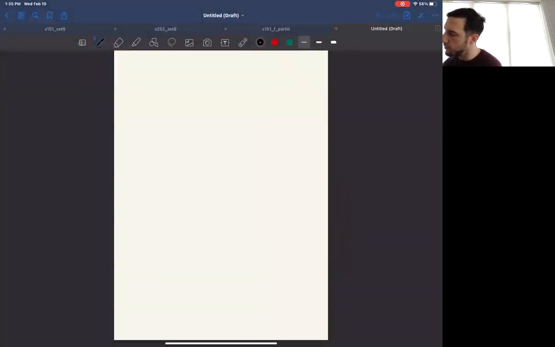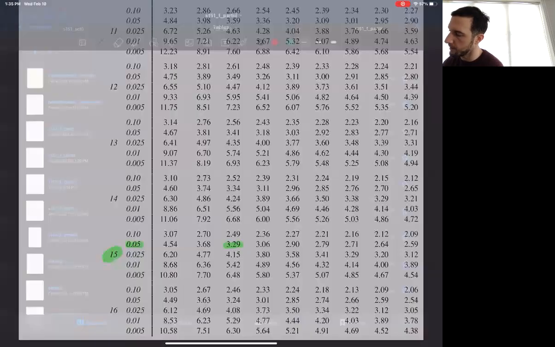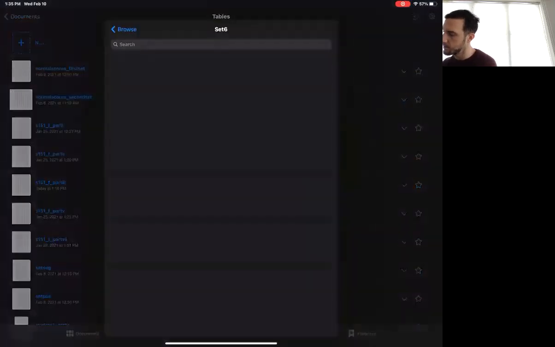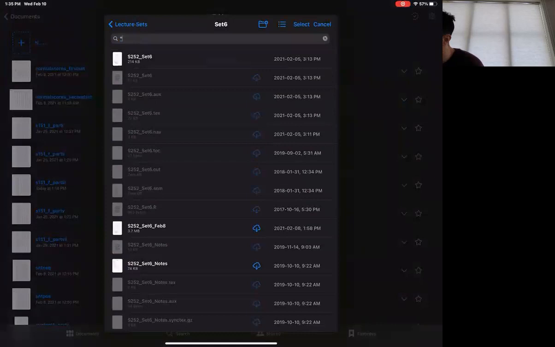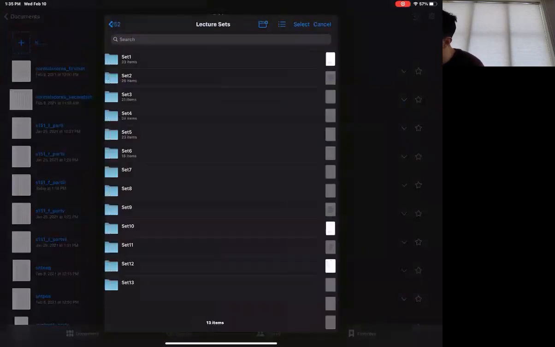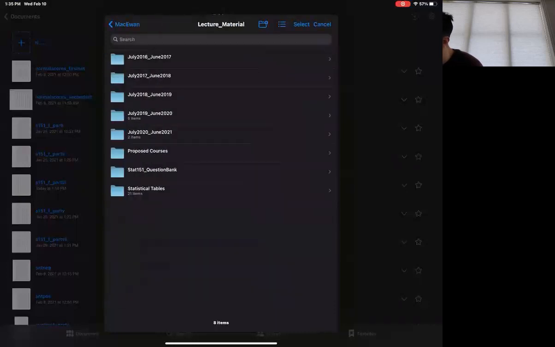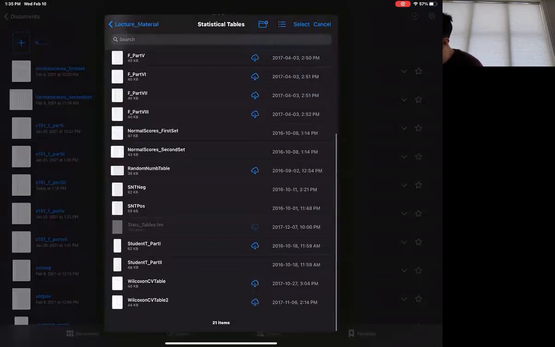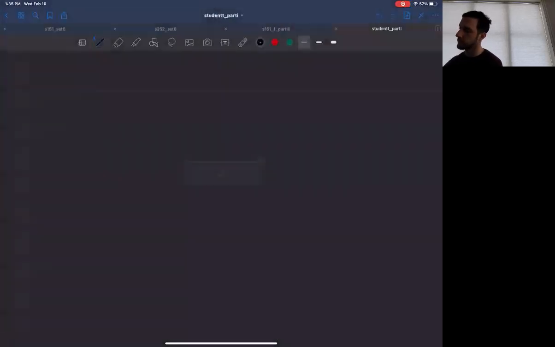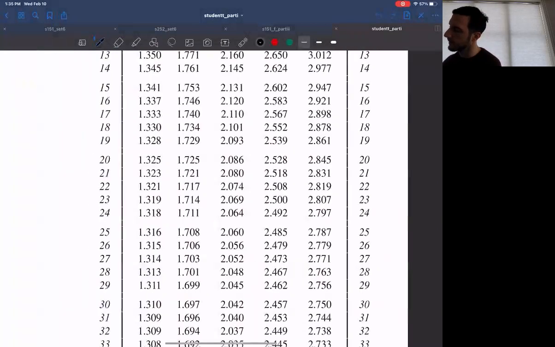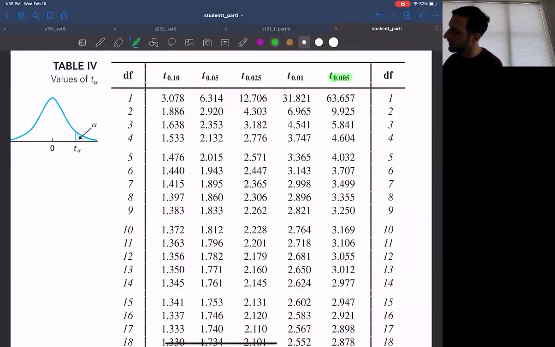So if we go to our t-table, we are going to use t subscript 0.005. We have 15 degrees of freedom from our CRBD. So that gives us 2.947 for this particular exercise.